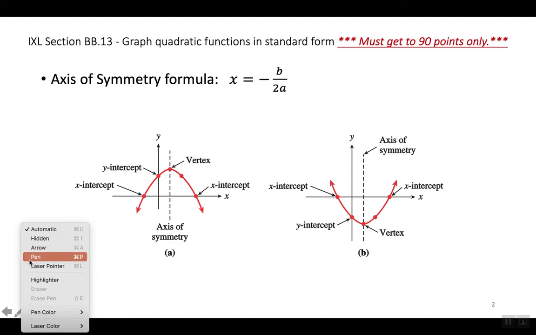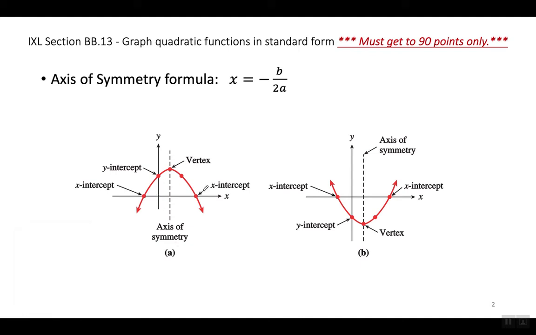Right here we have two parabolas. Those are the graphs of a quadratic function. The axis of symmetry is a line that divides the parabola into two halves. That's the axis of symmetry. Over here, this is the axis of symmetry. It's a line that divides the parabola into two equal parts, two equal halves. Now notice that the axis of symmetry lines up with the vertex.